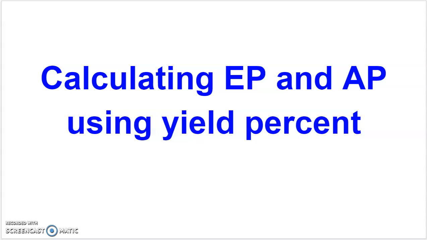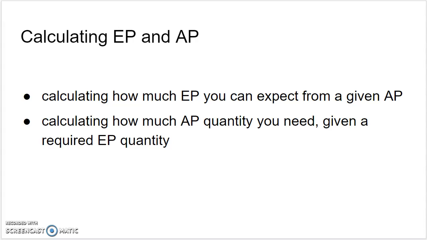In this video, we're going to talk about calculating EP and AP using the yield percent formula. So you might want to calculate how much EP you can expect from a given AP, or you might want to calculate how much AP quantity you need. If you know how much EP quantity you need for a recipe, you might want to calculate how much to buy, so calculate your AP.